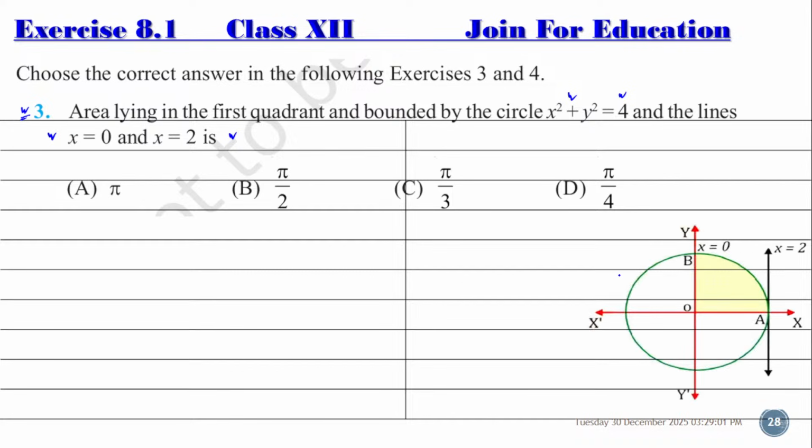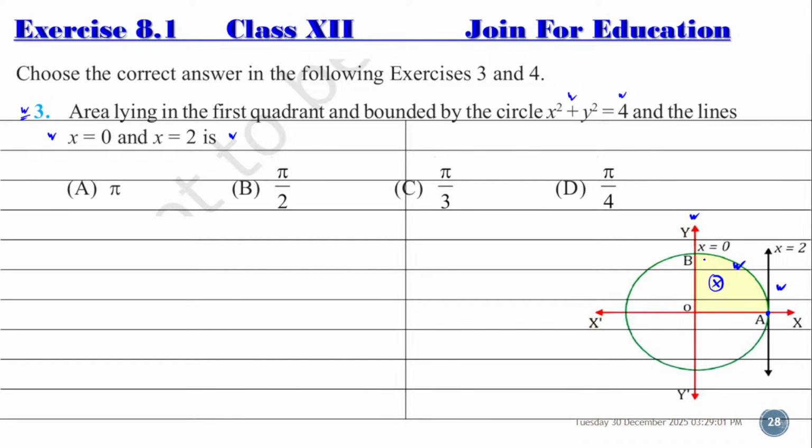So this is the relevant figure. When x equal to 0, then the line passes through the y-axis. When x equal to 2, then the line passes through the A. So we find out area lying in the first quadrant. It means that in this quadrant, and bounded by the circle, this. So area bounded by the OB, and this one, this question asks us.